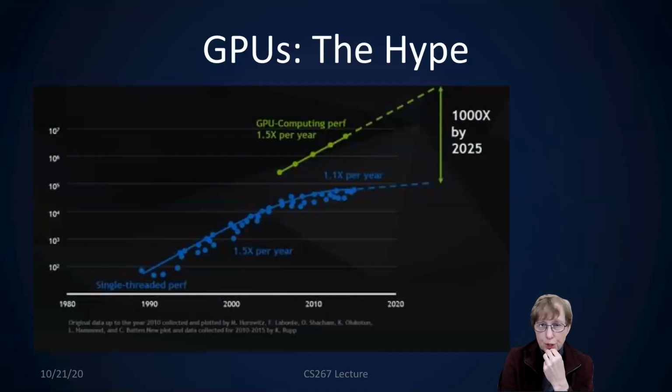This is the sort of GPU hype, a slide from NVIDIA that shows single thread performance going up from 1980 to, I guess, 2016, 2017, something like that. You can see the performance growth shrinking to about 1.1x per year, whereas the GPU performance was still going up by 1.5x per year. And they projected out a factor of 1,000 by 2025. So you'll hear these kinds of numbers around GPUs, that it might be a factor of 100 or even 1,000 faster. But I went and looked at a paper that's done a recent benchmarking analysis of it.